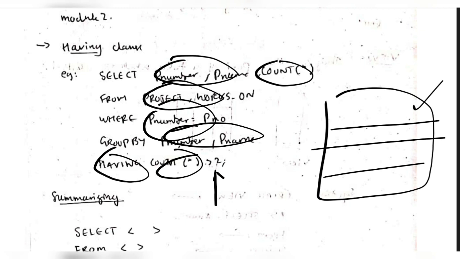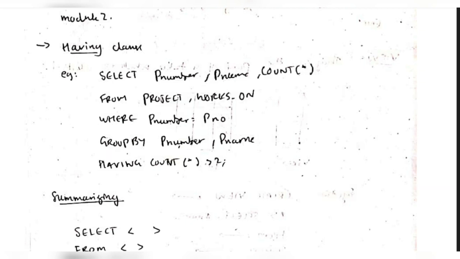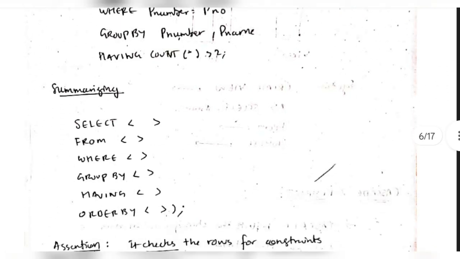By using having, we will be performing the operation with aggregate functions like count star and so on. We can also use having for things like having sum greater than 2, having average salary greater than 10,000, and so on. For that the having clause is used. Now summarizing, we have the 6 main clauses: select, from, where, group by, having and order by. You have to write the clauses in this order.